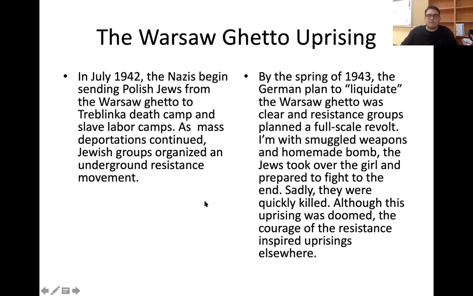Armed with smuggled weapons and homemade bombs, the Jews took over the ghettos and prepared to fight to the end. Sadly, they were quickly killed. Although this uprising was doomed, the courage of the resistance inspired uprisings everywhere.